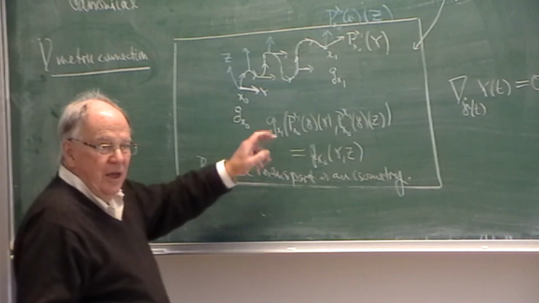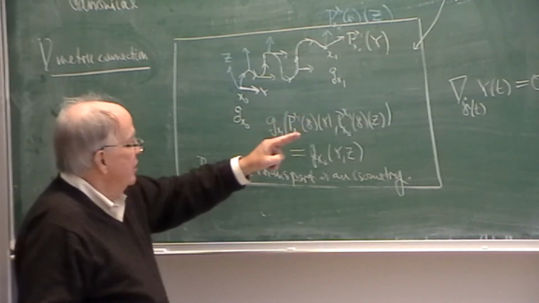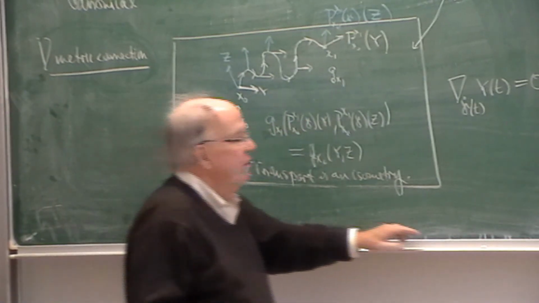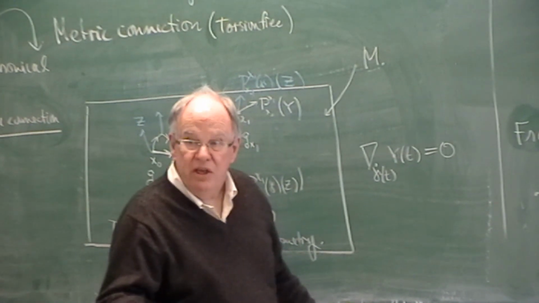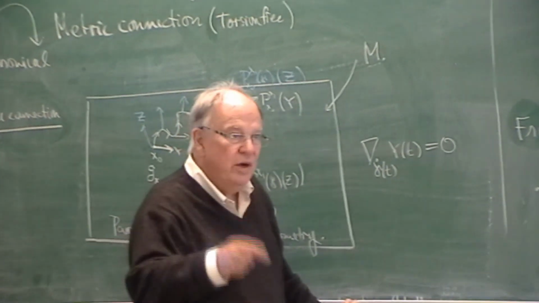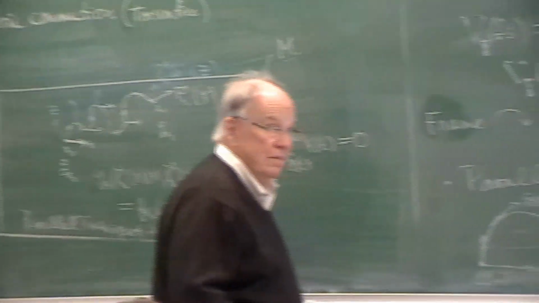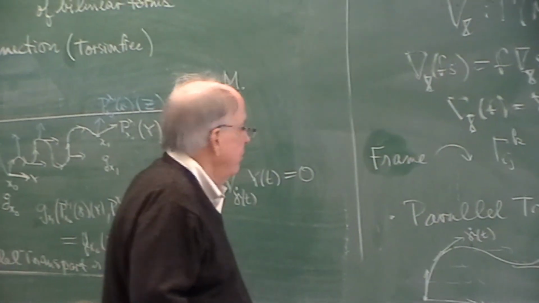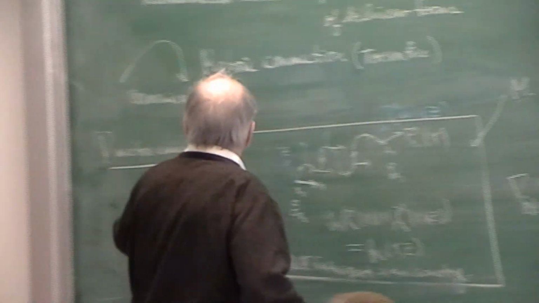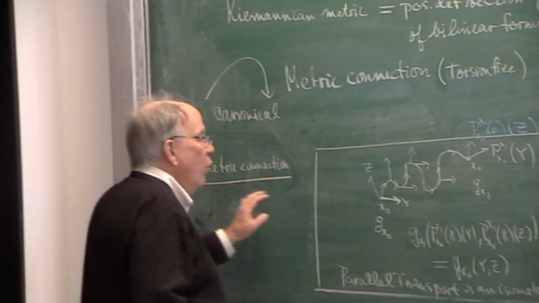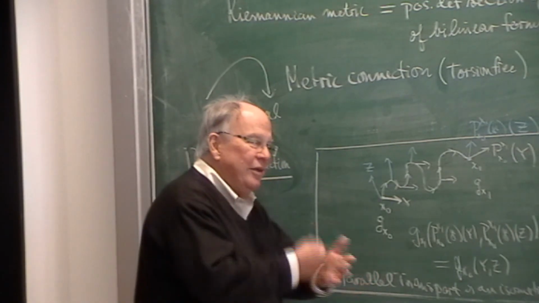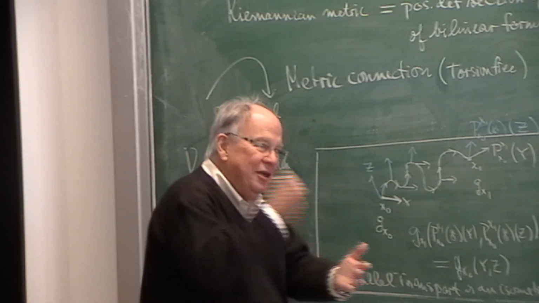So G for Gauss. At each point, it is a bilinear form. It is positive definite for Riemann. For Einstein, in elementary relativity, it is not positive definite. It has one negative eigenvalue, right? So for Riemann, it's positive definite. And there is a canonical connection associated to that. It's called the metric connection. And the wonderful thing is, parallel transport by the metric connection is an isometry.